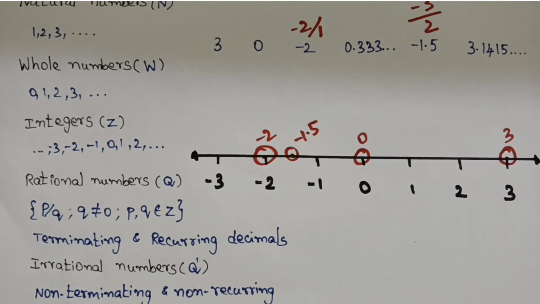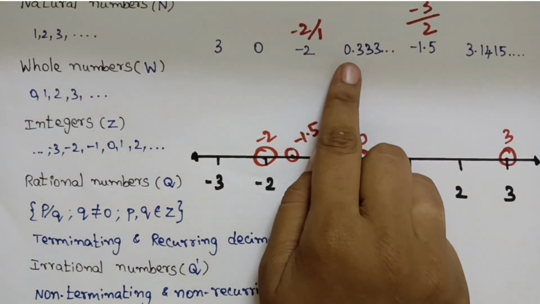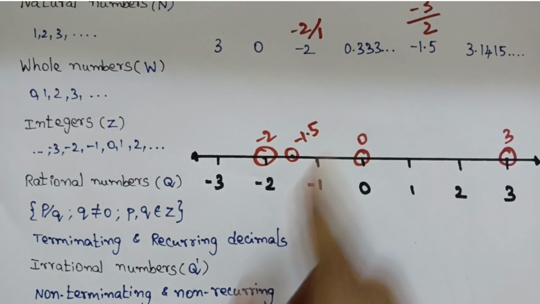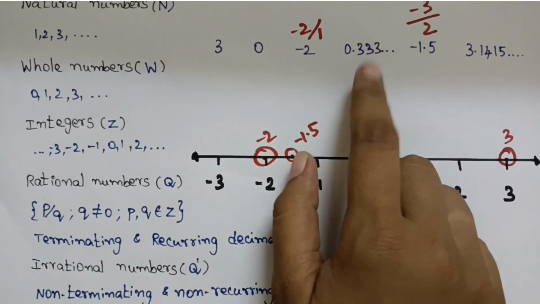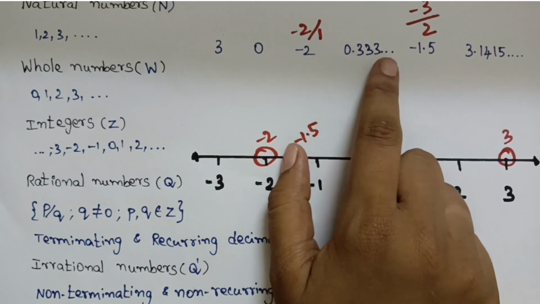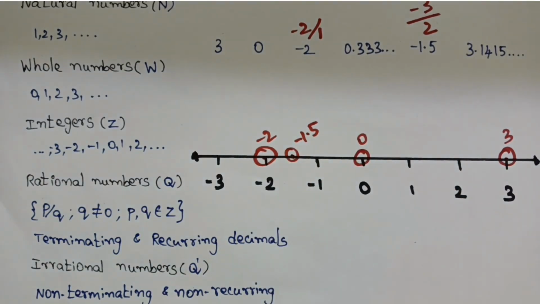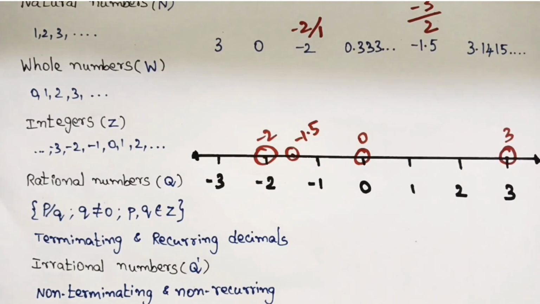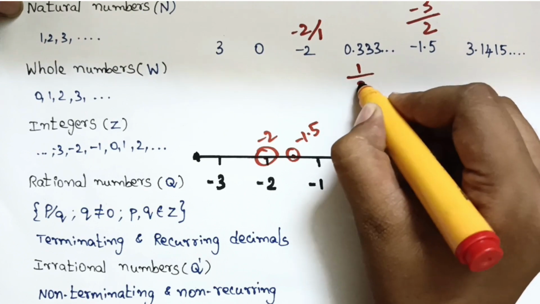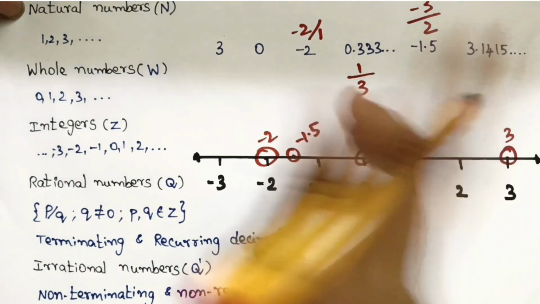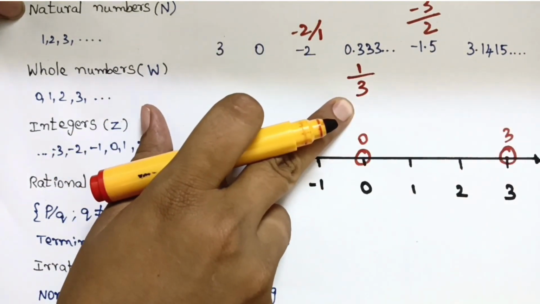And it includes non-terminating recurring decimals. See, example 0.33333. It goes on. It's a non-terminating decimal. It's a recurring decimal. 333. It has a repeating number. 0.333 can be represented as 1 by 3, where 1 and 3 are integers.